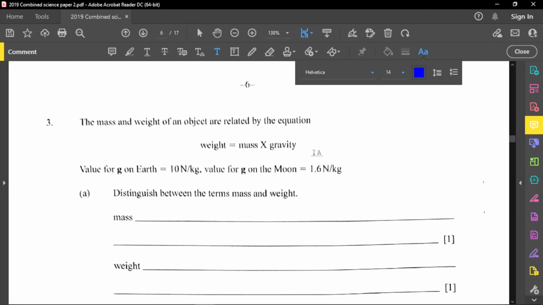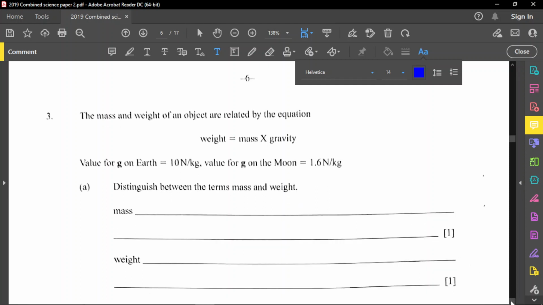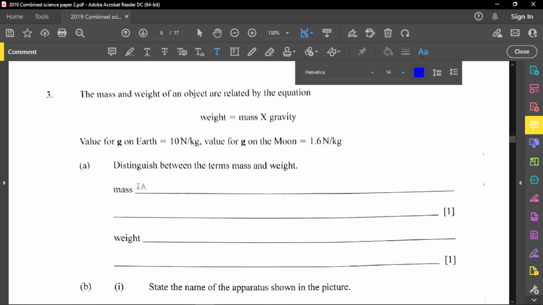And I know most of you remember that from previous workings. Now we said the value of gravity on Earth is taken as 10 newtons per kilogram. And it said the value of g on the moon is 1.6 newtons per kilogram, which means the gravity is lower on the moon compared to that on the Earth. It said distinguish between the terms mass and weight. Distinguish means you need to tell the difference between them.